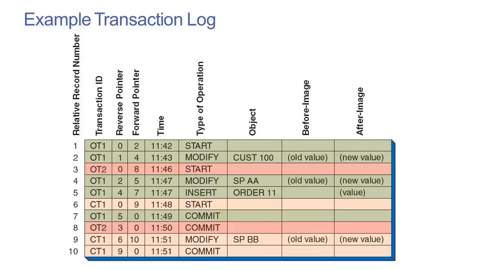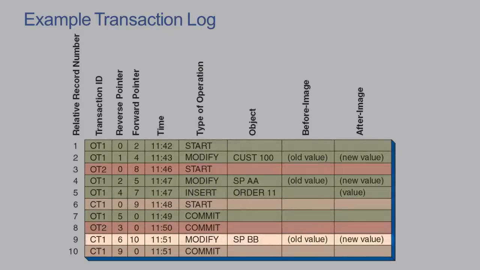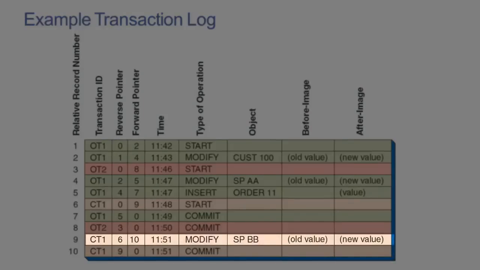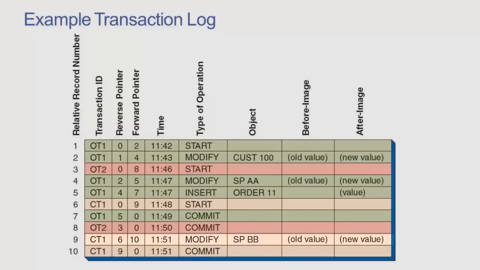Consider transaction CT1. In this transaction, we modified salesperson BB, and we recorded the before image, which was the previous value, and the after image, which was the new value. If we want to undo this transaction, all we need to do is take the old value, that is the before image, and apply it to the database. So if the old value was, say, 5, and the new value was 10, by setting the value equal to 5, it is as if this transaction never occurred. That is, it is as if we never modified salesperson BB to begin with.